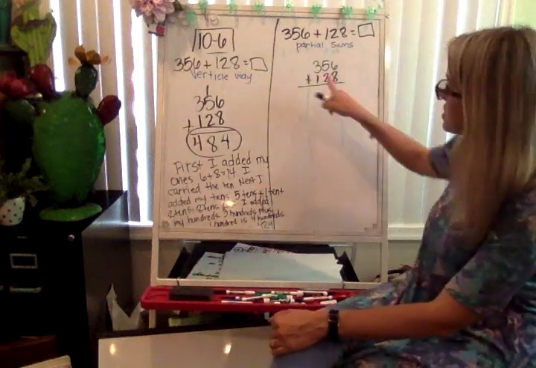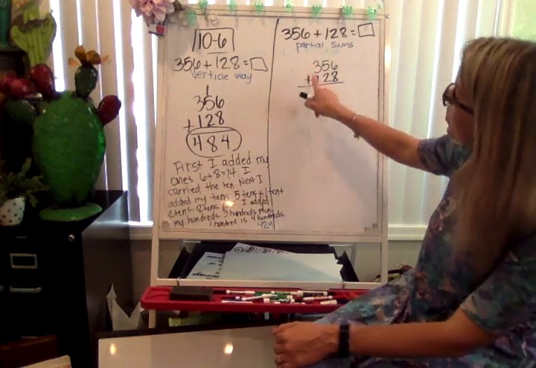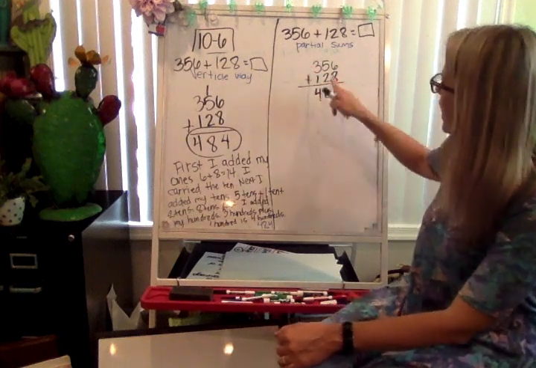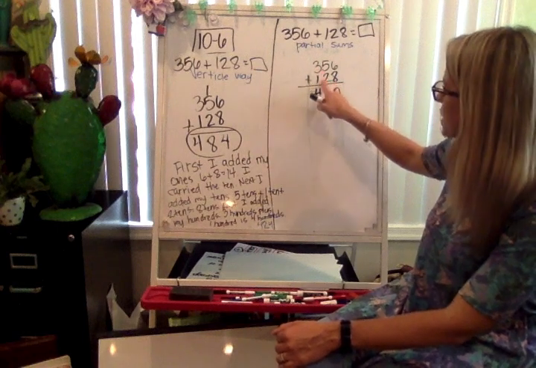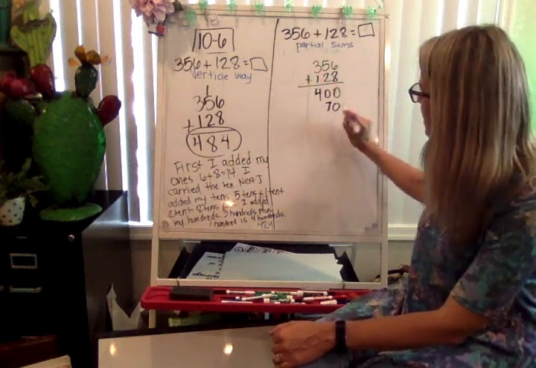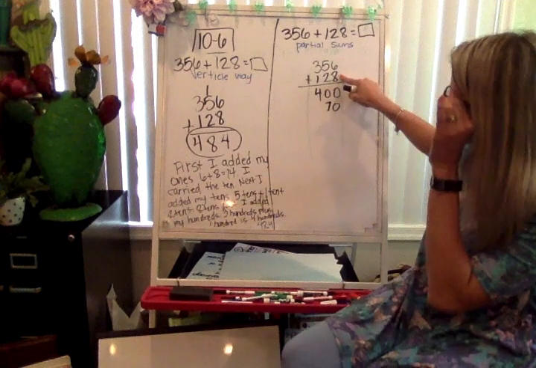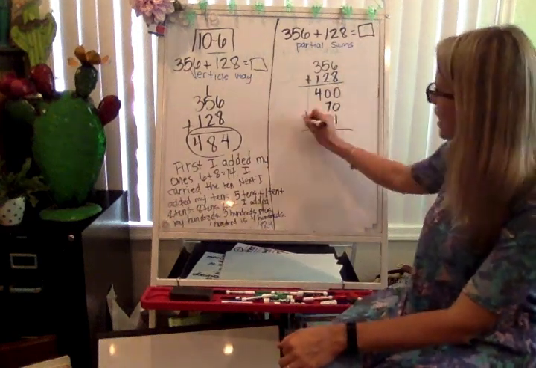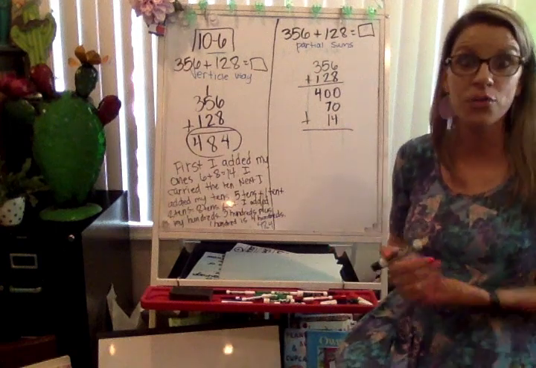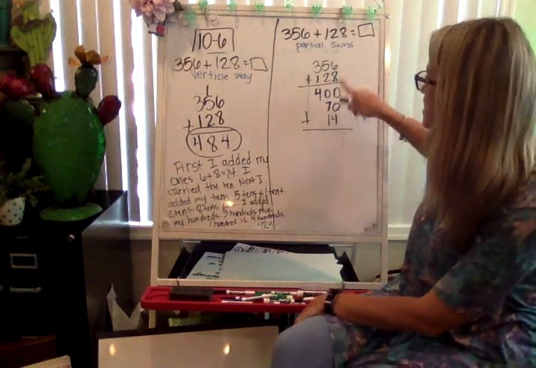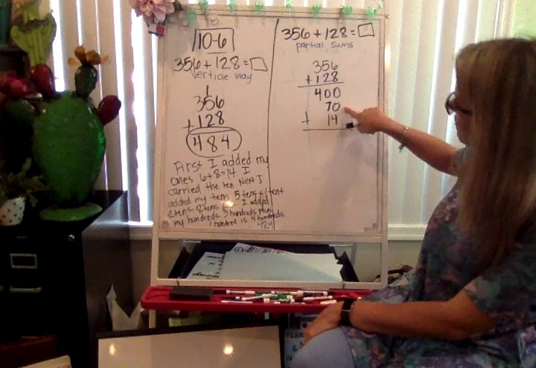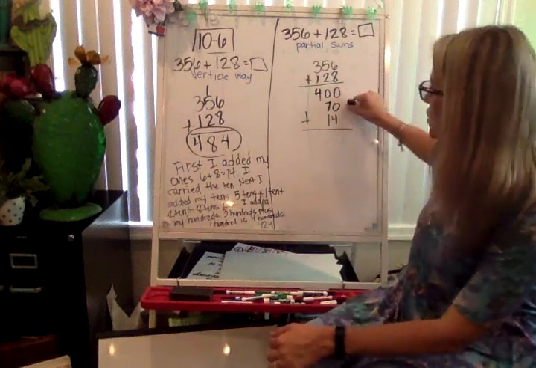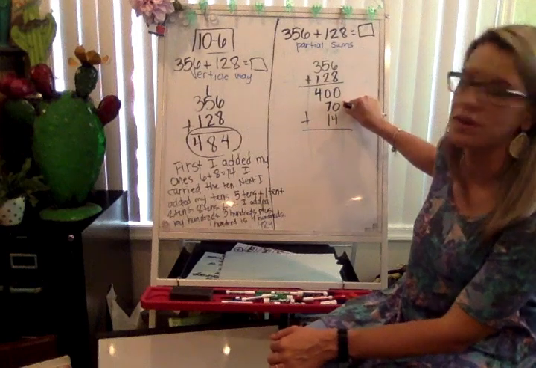So for partial sums, I'm going to add 300 plus 100, which would be 400. 5 tens plus 2 tens is 70. And then 6 plus 8 in the ones place will be 14. So now if someone was to say, hey, what are the partial sums for this? You would say 470 and then plus that 14. So these are what you would call the partial sums of that equation.